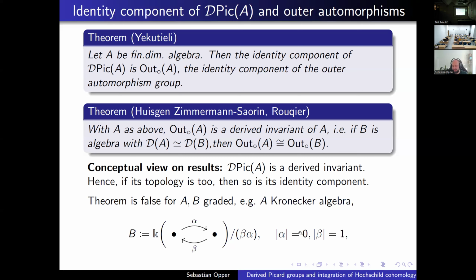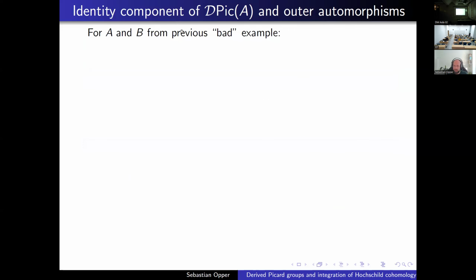But they are derived equivalent, but these outer automorphism groups, which you can also still define in the graded setting, look nothing like each other. So for example, if A and B are these two algebras from the previous example, then the part you can integrate, the HH1 plus. Remember, the exponential is injective, so this is just the image of the exponential. This is exactly the outer automorphism group of A, but on the other hand, the outer automorphism group of B is 0 in this case, which is not hard to see.